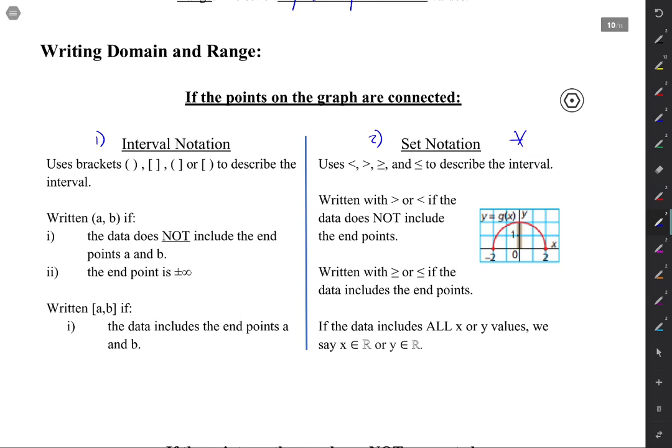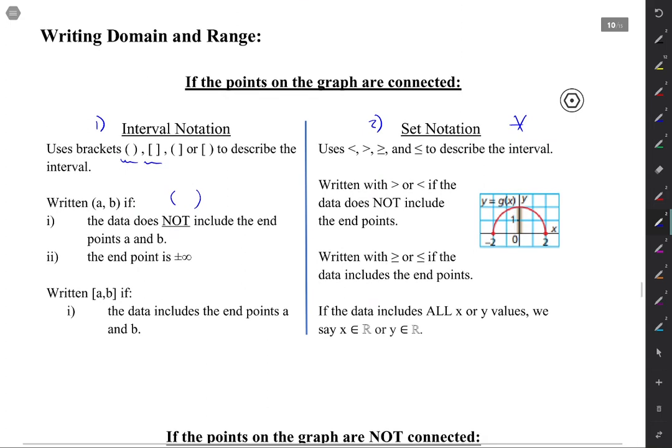So let's start with interval notation. Interval notation uses brackets. So we either have the round brackets or we have the square brackets. And we use those to describe the interval. Now, we would use the rounded brackets if the data does not include the end point, or if the data goes to infinity on one of the ends. And we will see that in examples coming up. We would use the square brackets if the data includes the endpoints.